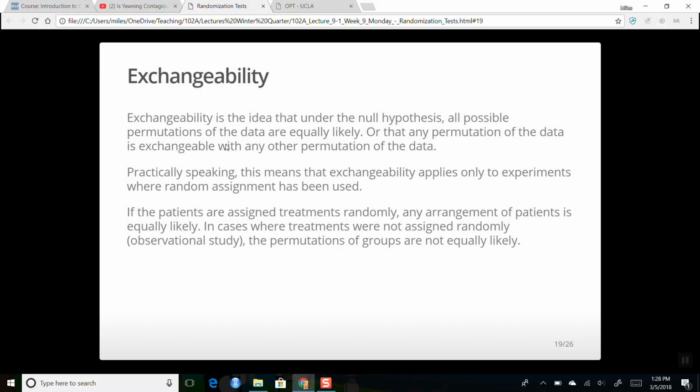Exchangeability is the idea that under the null hypothesis, all possible permutations of the data are equally likely. This is an important definition, okay? Or that any permutation of the data is exchangeable with any other permutation of the data. All right, what does this mean? Practically speaking, this assumption of exchangeability applies to experiments where random assignment has been used.